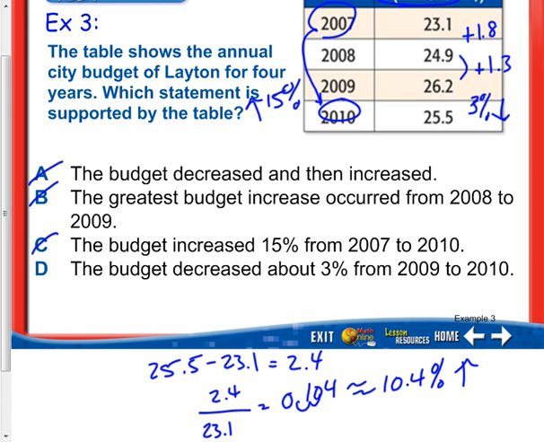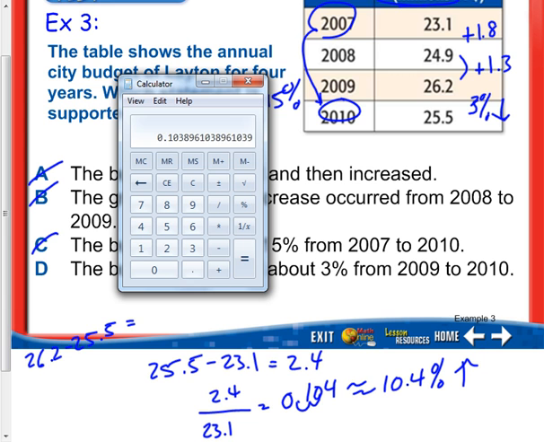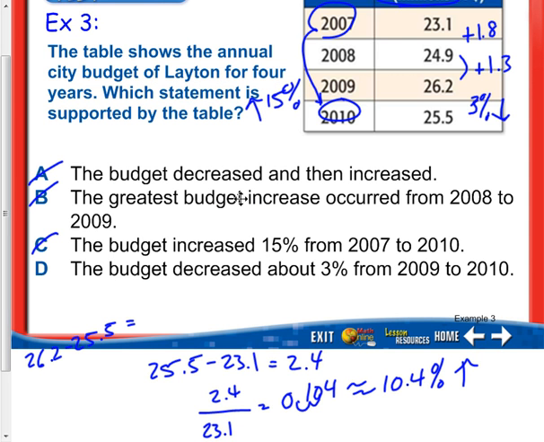So let's go ahead and prove that D is the correct letter just by working it out. Okay, so we're looking for a 3% decrease. So we're going to do 26.2 minus 25.5. And let's figure out what that is as a decrease. So 26.2 minus 25.5. So we have a 0.7 change there. So let's do 0.7 over, okay, and we're going to want to compare that to 26.2.